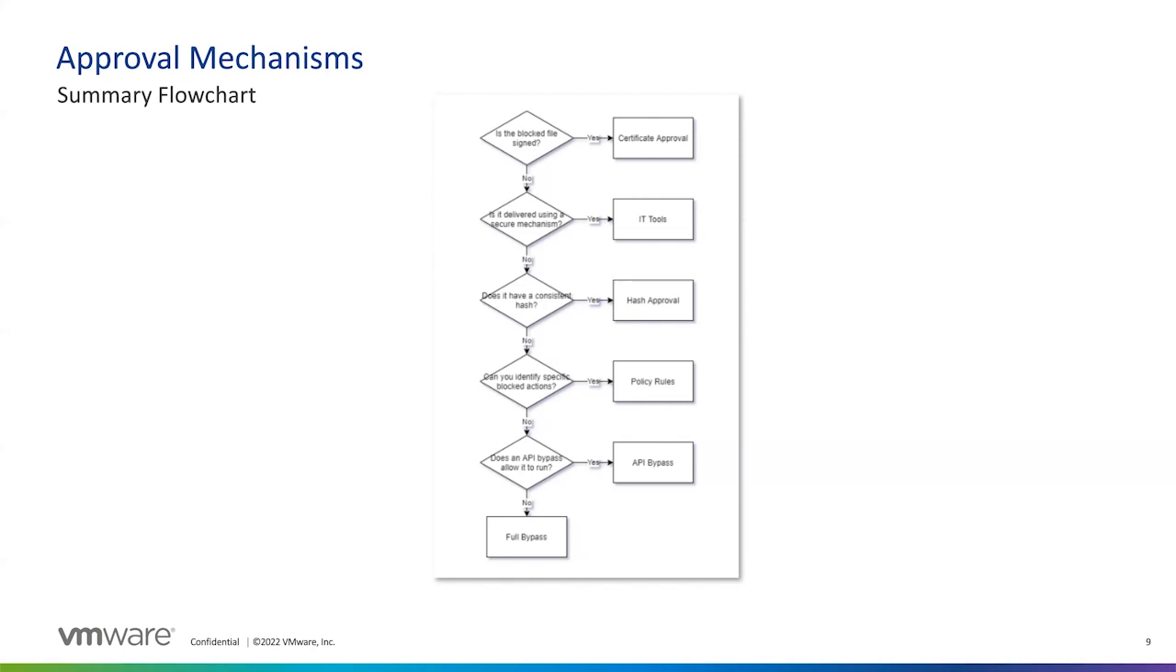Can you identify a specific action? If yes, do an operation attempt. If not, do an API bypass. That doesn't work. You end up at the full bypass.